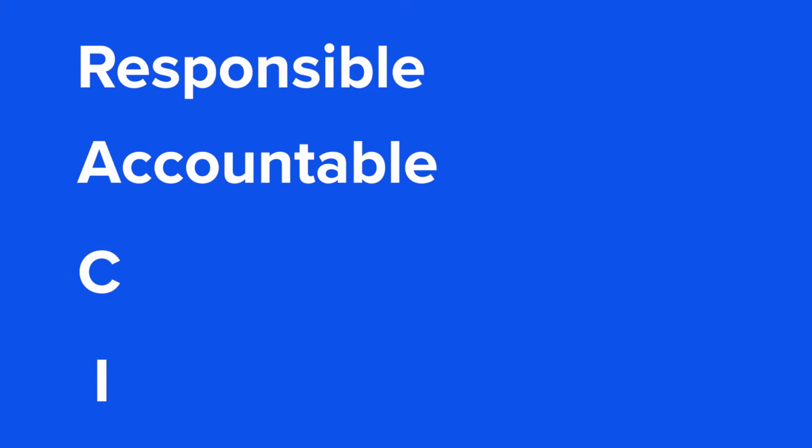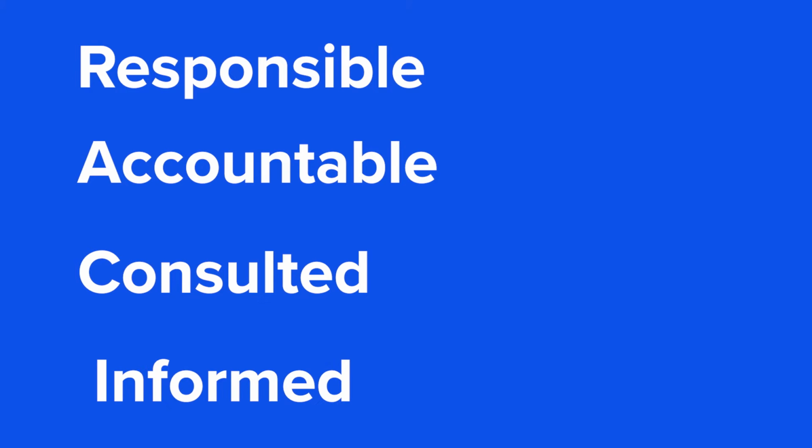A stands for accountable. Accountable people are responsible for signing off on the work. There should really only be one accountable person per task in order to allow for clear decision making. C stands for consultant. These people give input on the work before it's signed off on, but they aren't necessarily responsible for doing it. And I stands for informed. These are people who just need to know what's going on with the work, but aren't directly involved in it, and aren't decision makers.